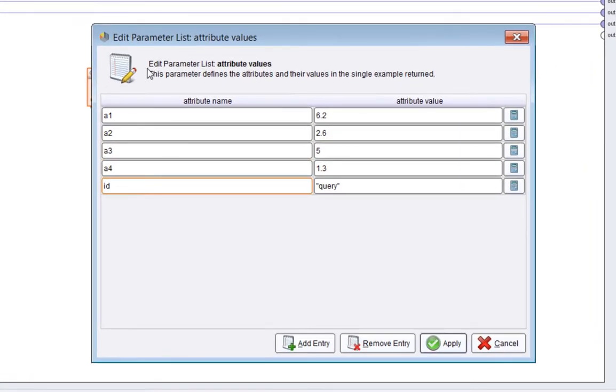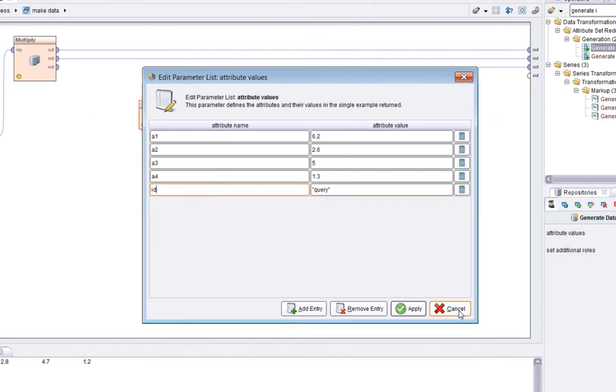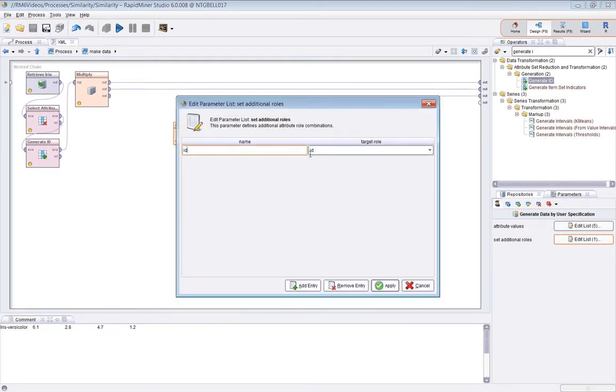Then I'm also generating some data using the generate data by user specification operator. In this situation, I'm just again creating four attributes, A1 to A4. I'm just setting some arbitrary values here. And I've also created an ID attribute that I've set to the value query, so it shows up later. And of course, I have to set ID to be a role ID.